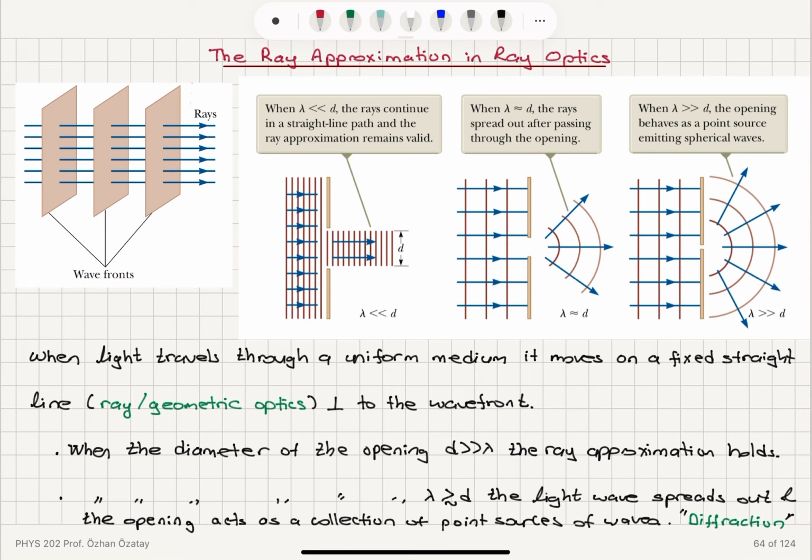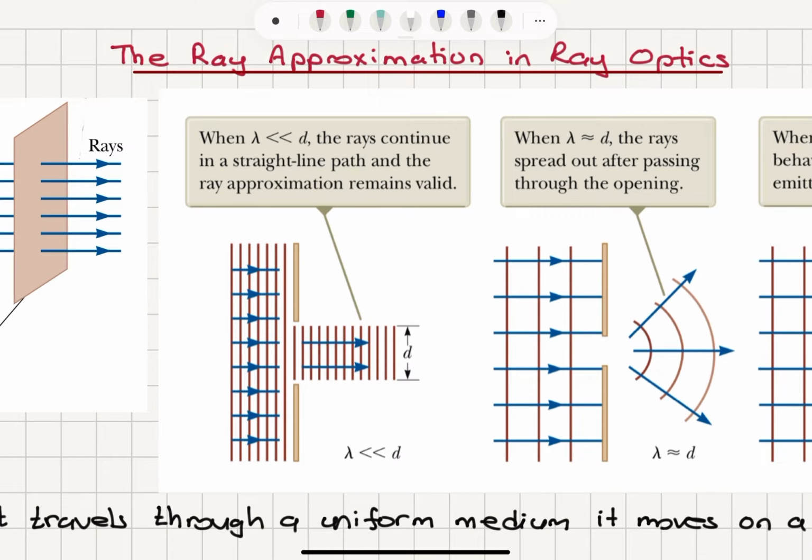And there are three possible outcomes when these rays are incident on an opening or a slit. The response depends on the width of the slit compared to the wavelength of the light or the waves that hit the slit. So the first possibility is when lambda is much less than the diameter or the width of the slit, the rays continue in a straight line path and the ray approximation remains valid.